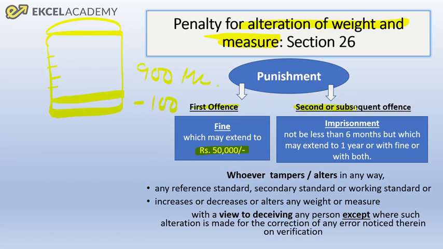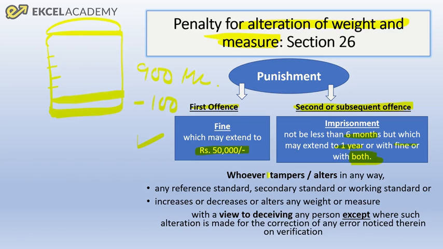For second and subsequent offense, again if you do the same mistake. So the Legal Metrology Act is telling, if you do once, we will tell, okay, you pay the fine. But if you do the same offense again, it will be minimum not less than 6 months imprisonment, which is up to 1 year, or it can be fine, imprisonment, or with both. So it's quite a serious thing. You need to be very, very careful.